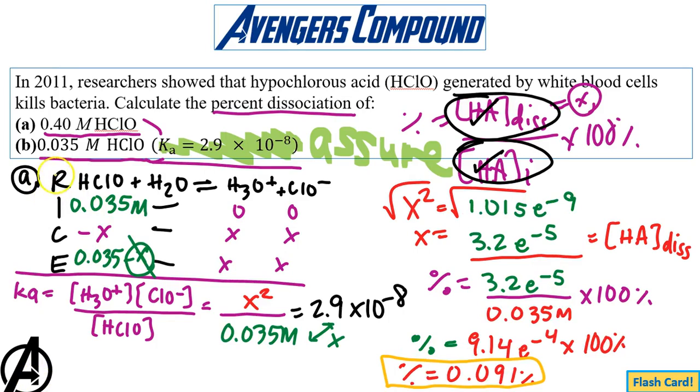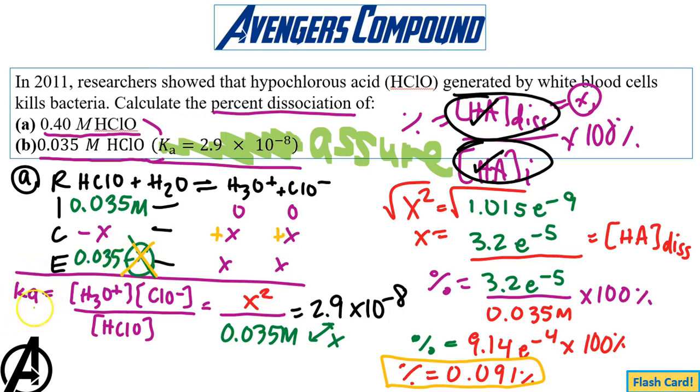Okay, so for letter B, we're still going to set up our RICE table here. We have our HClO mixed with water to produce H3O+ and the conjugate base. Now, instead of starting with 0.40 molar initially, we're starting with 0.035 molar. And so that'll be my initial amount here. We're still going to have minus X for our RICE table and plus X here and plus X here for our products. Now, for our equilibrium amounts, we're going to take 0.035 minus X. And because our Ka is the same and we can make an assumption, we automatically get rid of that minus X here.